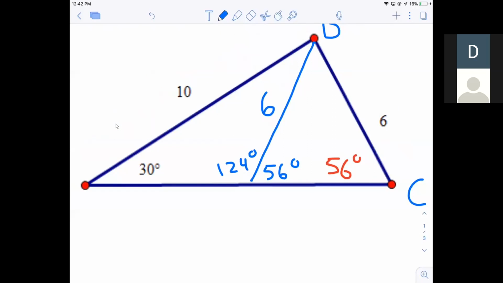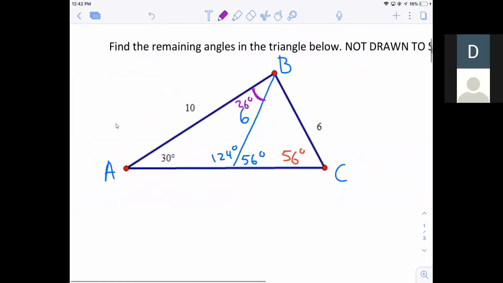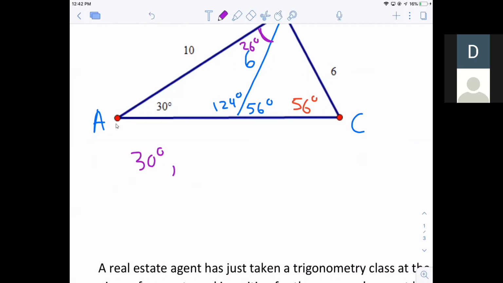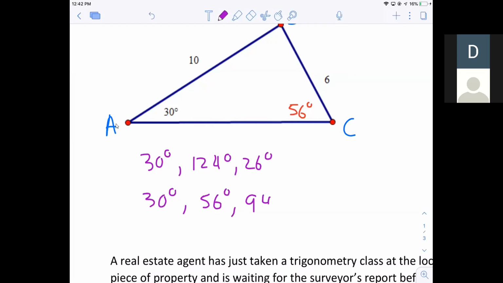And if that were 124 degrees, then this angle up here, that would be 30 plus 124, that's 154, so that would be 26 degrees. So there are two possibilities. We could have 30 degrees, 124 degrees, and 26 degrees, or it could have been like this, which was 30 degrees, 56 degrees, and, hold on, let me just do it again, 94 degrees.